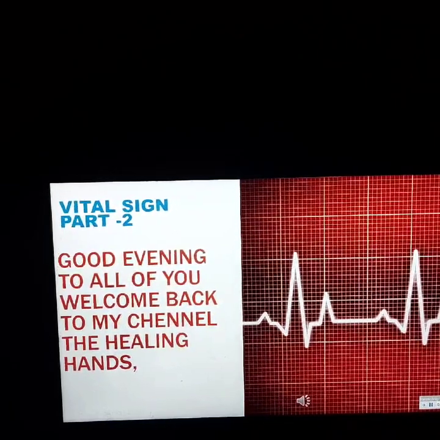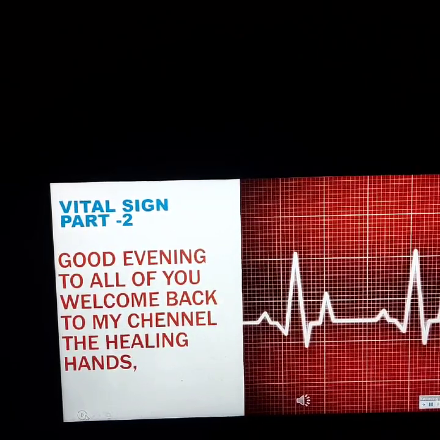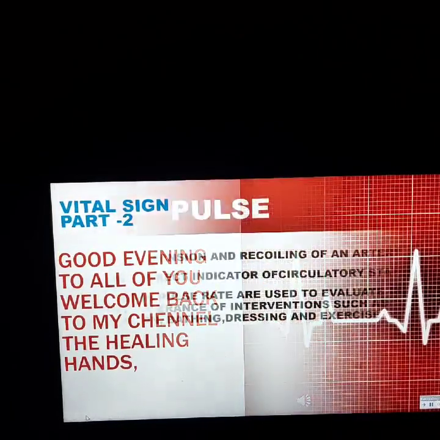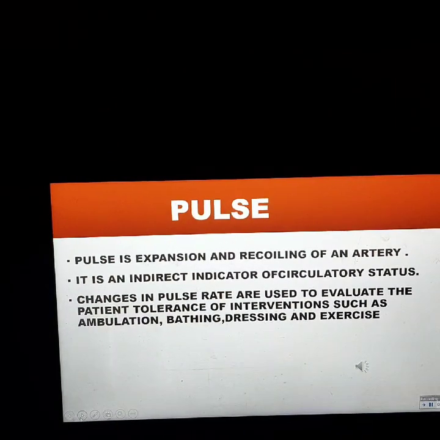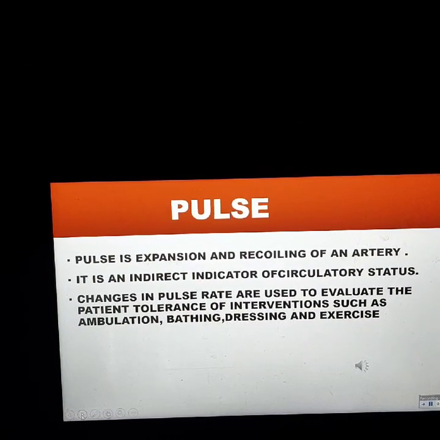Today we will discuss pulse. Pulse is the expansion and recoiling of an artery. It is an indirect indicator of circulatory status. Changes in pulse rate are used to evaluate the patient's tolerance of interventions such as ambulation, bathing, dressing, and exercise.